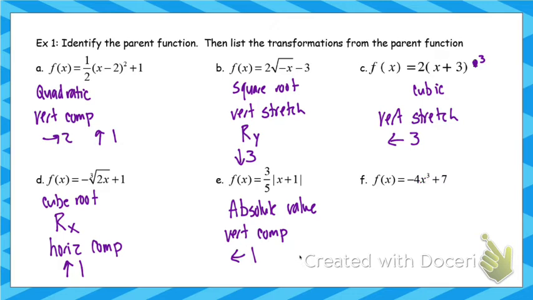So that -4 is going to be a vertical stretch and a reflection over the x. Now, if it was a horizontal change, it would actually be written with parentheses like this, but it's not written that way. All right, and then the plus 7, that is going to be a shift up 7.